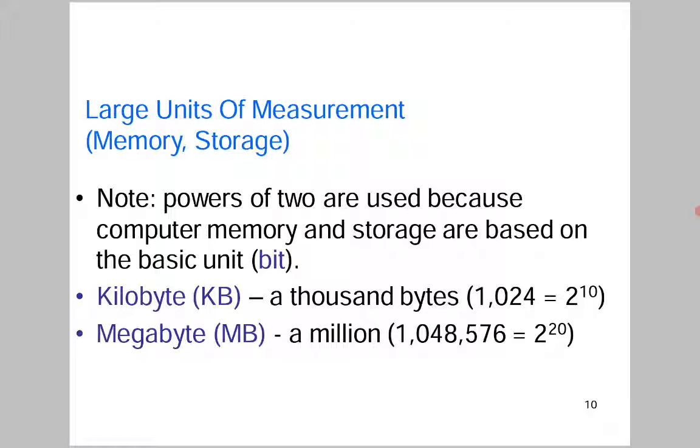So, large units of measurement of memory and storage now use powers of 2, because computer memory and storage are based on a basic unit. Kilobyte is another unit, meaning about 1,000 bytes, that is, 1 KB is equal to 1024 bytes. And megabyte, MB, generally means 1024 kilobytes, or 1024 into 1024 bytes.